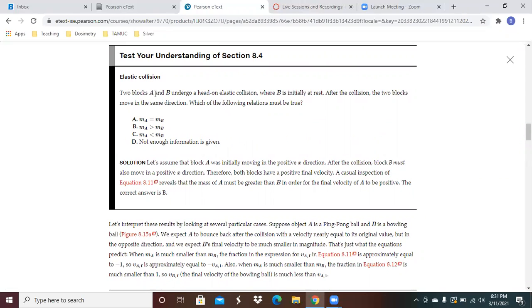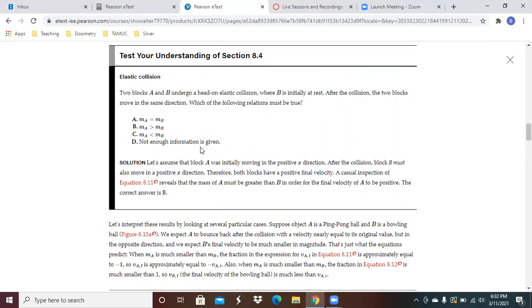All right. Two blocks, A and B, undergo a head-on elastic collision where B is initially at rest. After the collision, the two blocks move in the same direction. Which of the following relations must be true? The masses are equal, A is greater than B, A is less than B, or I don't know. So the solution is this.